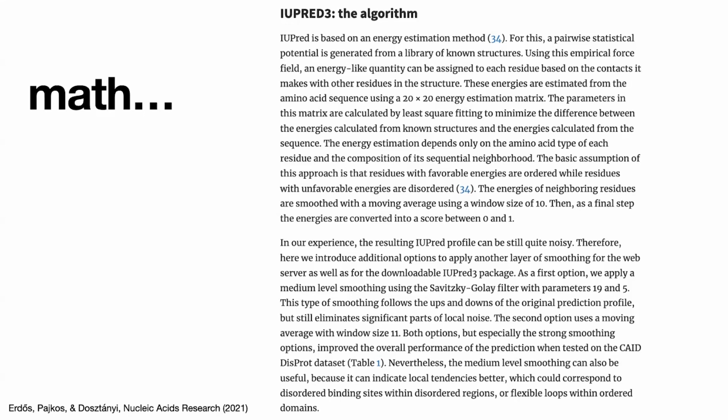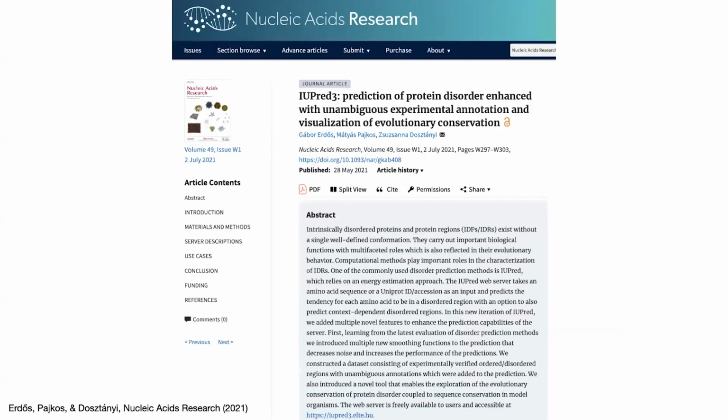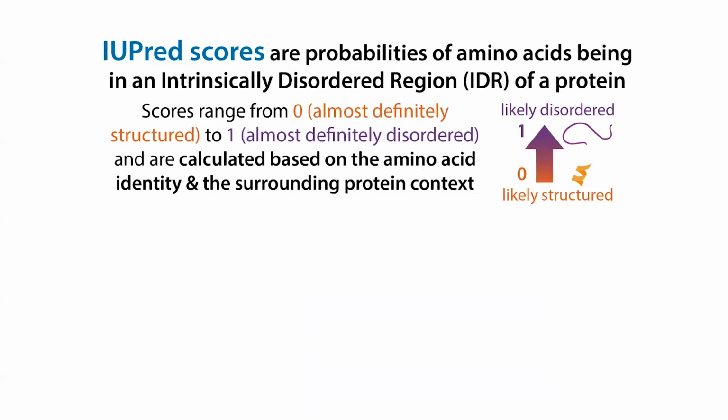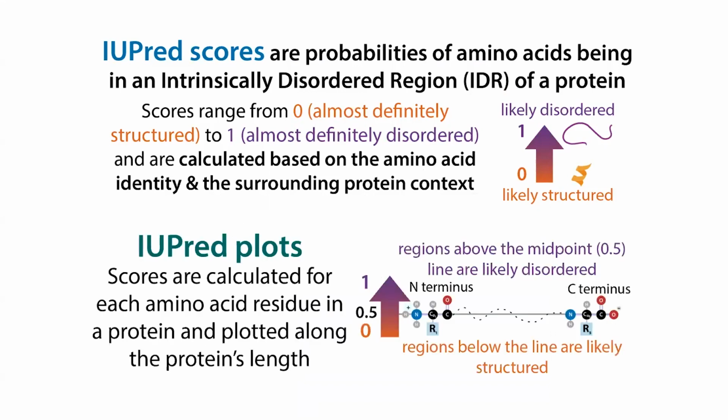And so if you want to look at all the math and stuff, it's there in the paper, but I am not a mathy type of person, so I will leave that to you and just let you know that the IUPred score is going to be a probability. It's going to be a probability at the amino acid level. So you're going to see a plot that's plotted over the length of the protein when you're looking at an IUPred plot. For each individual amino acid, you get a score that ranges from 0, which is likely structured, to 1, which is likely disordered.